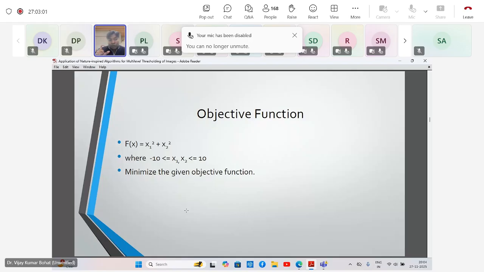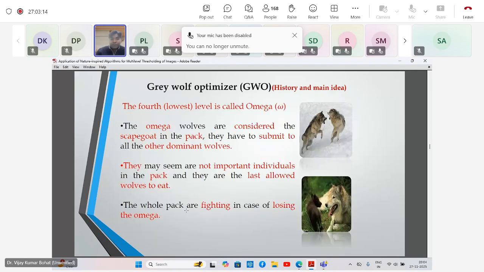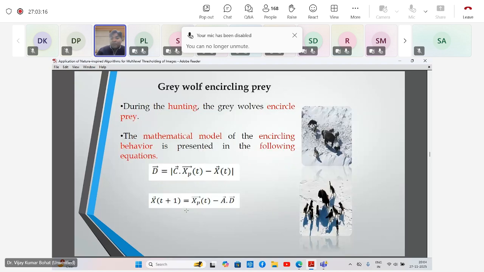The function criterion is minimization, so the least fitness value is the best wolf, that is alpha. Then the second least is beta. The third least is delta. So the distance D is basically calculated with respect to alpha, beta, and delta. So for every solution, I will calculate D 3 times, with respect to alpha, with respect to beta, and with respect to delta. And the next position of the solution in the next iteration, because these algorithms work in an iterative manner.